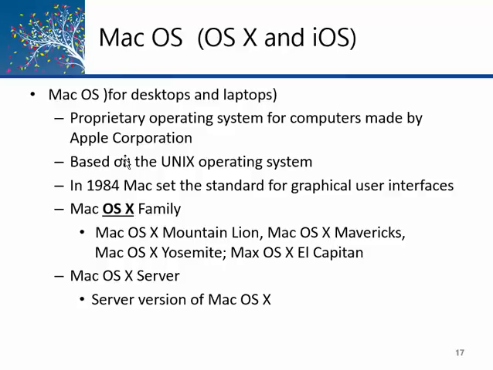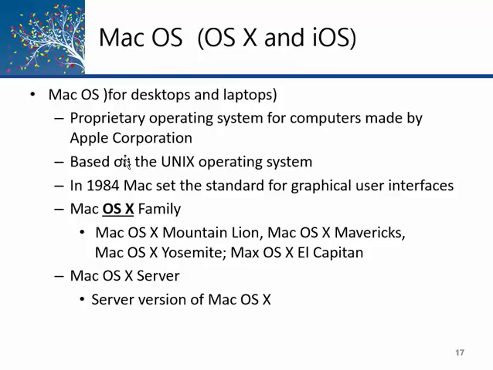So the Mac OS for desktops and laptops is different than the iOS, which we're going to talk about a little bit later, which is Apple's operating system for mobile devices. They've had that proprietary operating system going all the way back to the Macintosh in 1984. The current version is called OS X, and they keep that same OS X base, and as they come up with new versions of the operating system, they give them new names. So OS X Mountain Lion, OS X Mavericks, OS X Yosemite, OS X El Capitan.